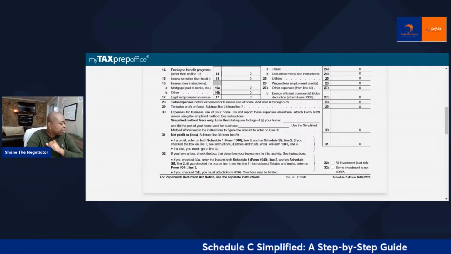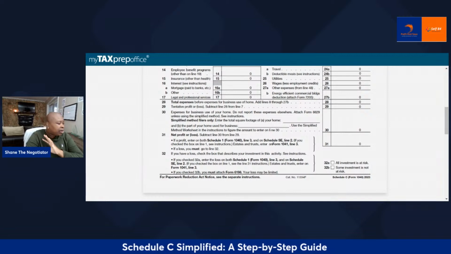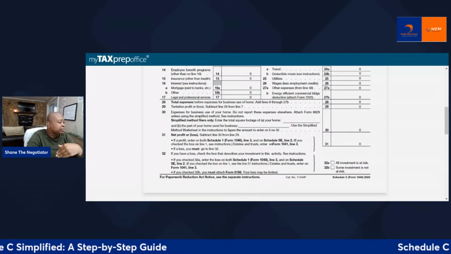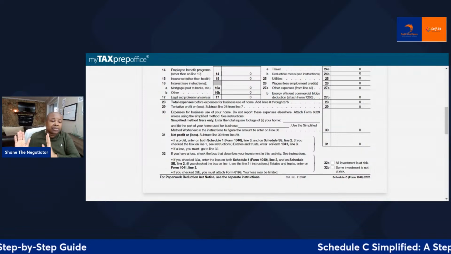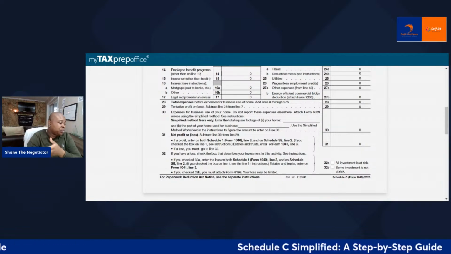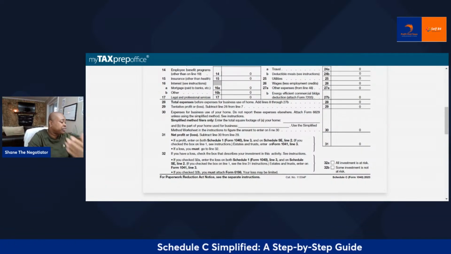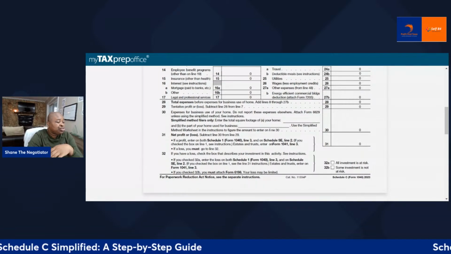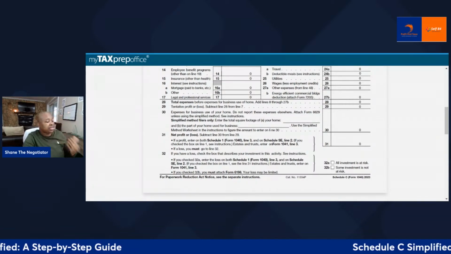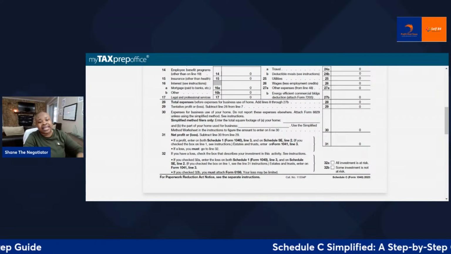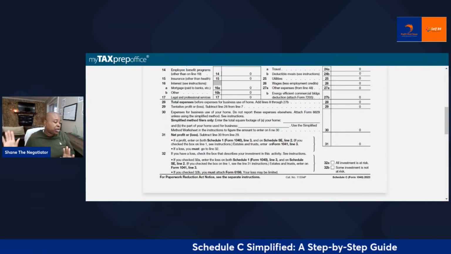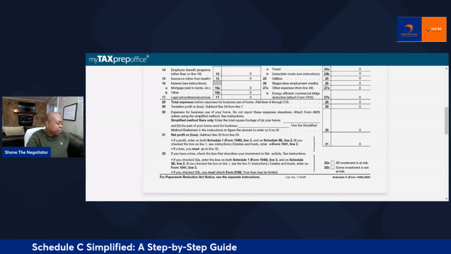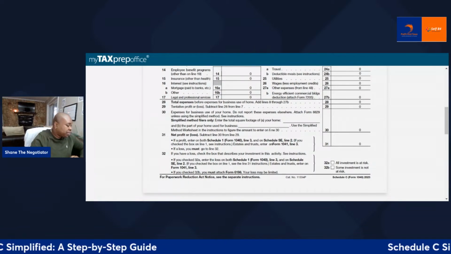So where are we now? Line 30 and all these other ones, I'm not really going to go through so much, because we're going to talk about 30 when we talk about the home office expense. I'm just going to mention it, but I'm not going to get into it. So 30 is expenses for business use of your home. Do not report these expenses anywhere else, and you're going to have to complete what's called the Form 8829. So next week, we're going to talk about that, and I'm going to show you that. So we're not going to worry about that right now. That'll be on next week's.